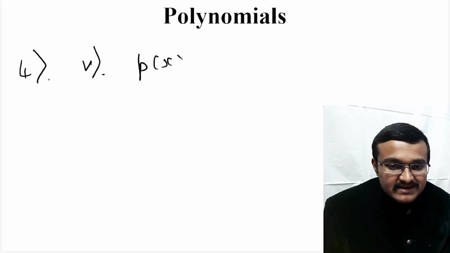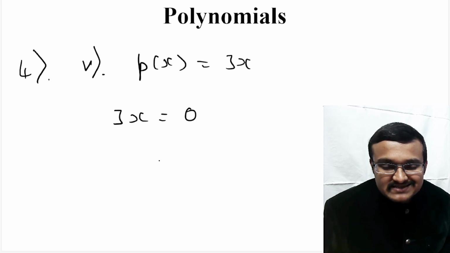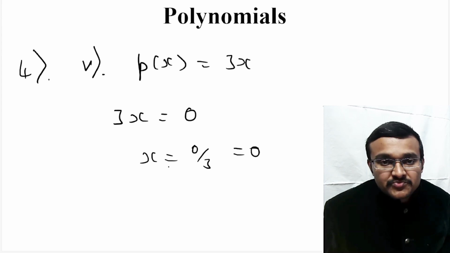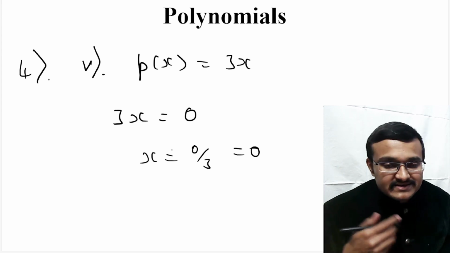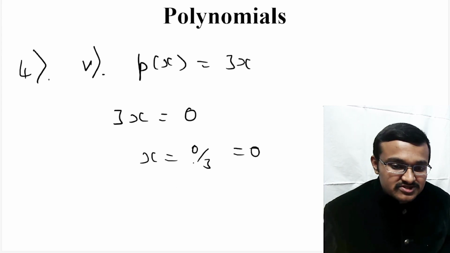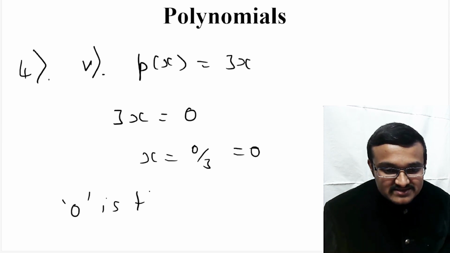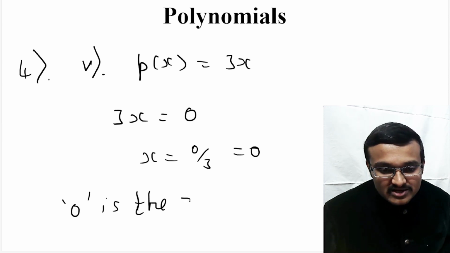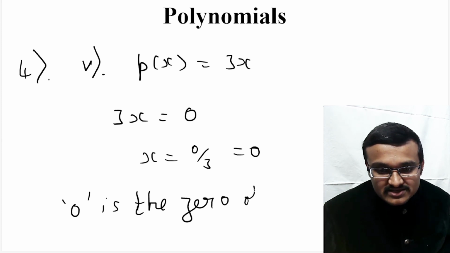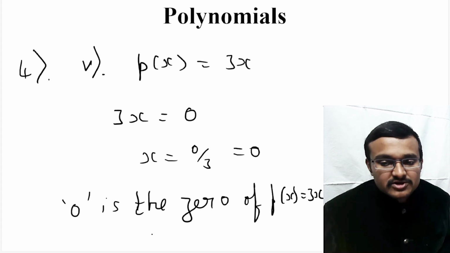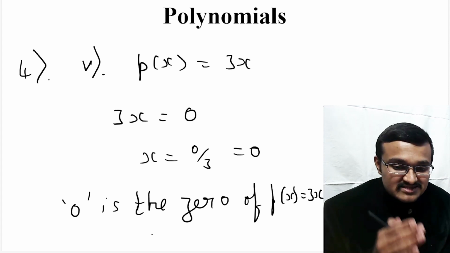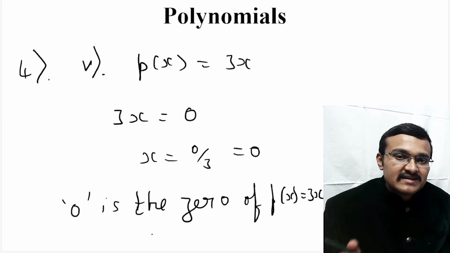Here you have p of x is equal to 3x. Here also you can straight away put 3x as 0 and x is equal to 0 by 3, which is equal to 0. Anything 0 divided by anything is always equal to 0. So x is equal to 0. That means 0 is the 0 of this polynomial p of x, which is equal to 3x. So 0 is the 0 of the 3x polynomial.